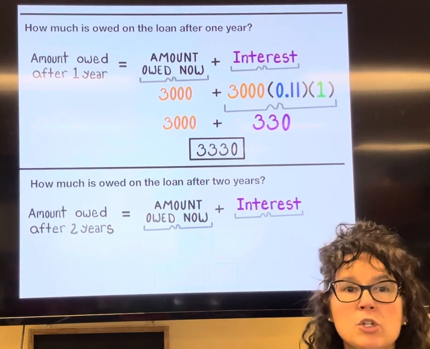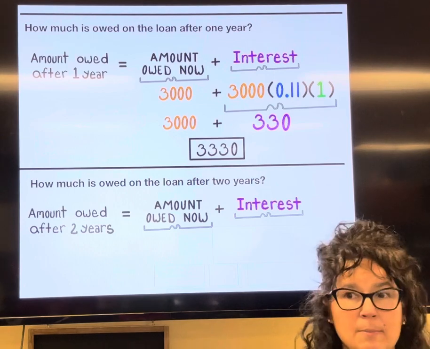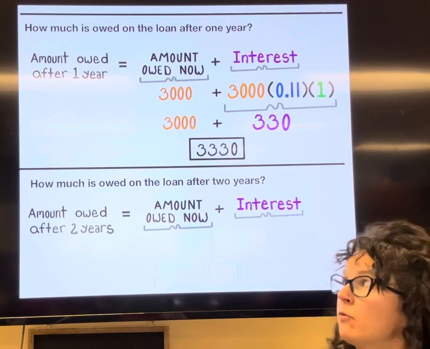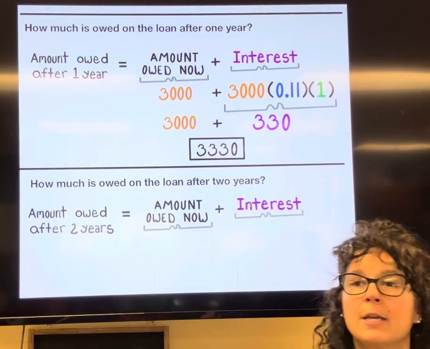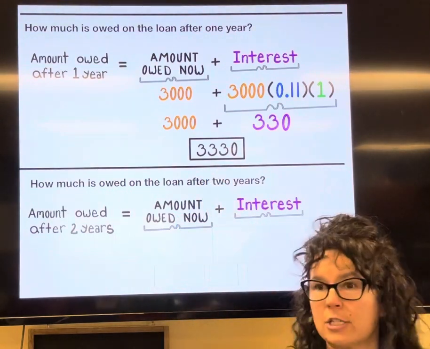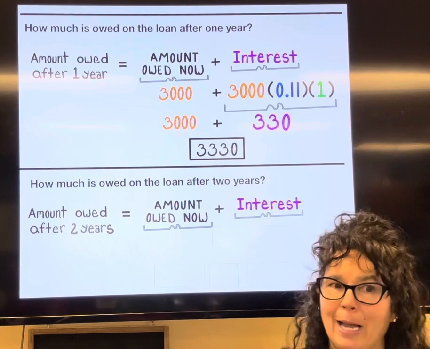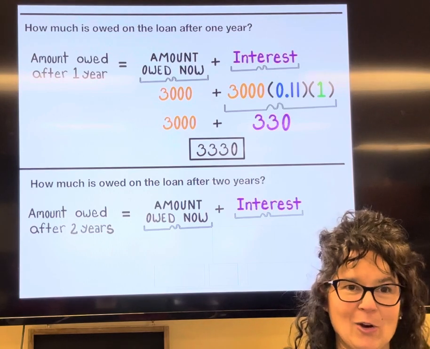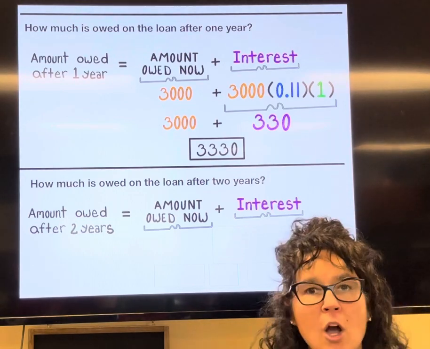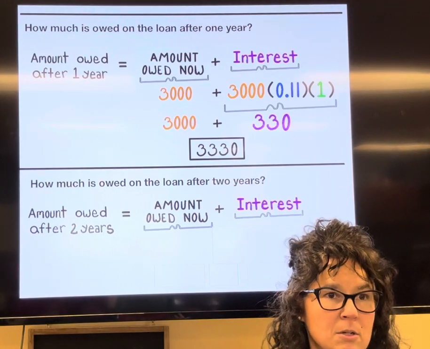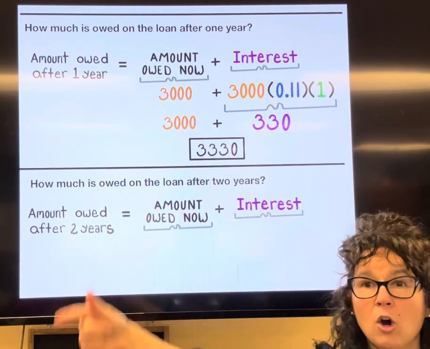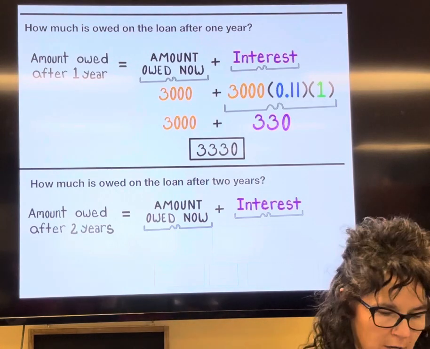Okay, now there's a follow-up question that says, but what if you borrowed the money for 2 years? Then how much money would you owe at the end of those 2 years if you didn't make any payments? Well, I need to find how much I owe at the end of 1 year first, because at the end of that 1 year, if I did pay $3,330, I'd be done. But it's more like I'm gonna let it ride. And so I'm gonna continue letting interest accrue. So my loan amount is no longer for $3,000. I now owe $3,330.